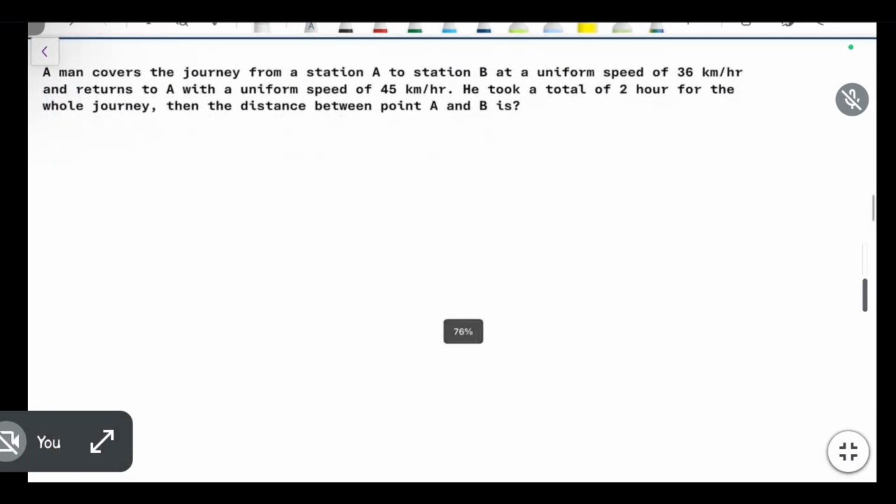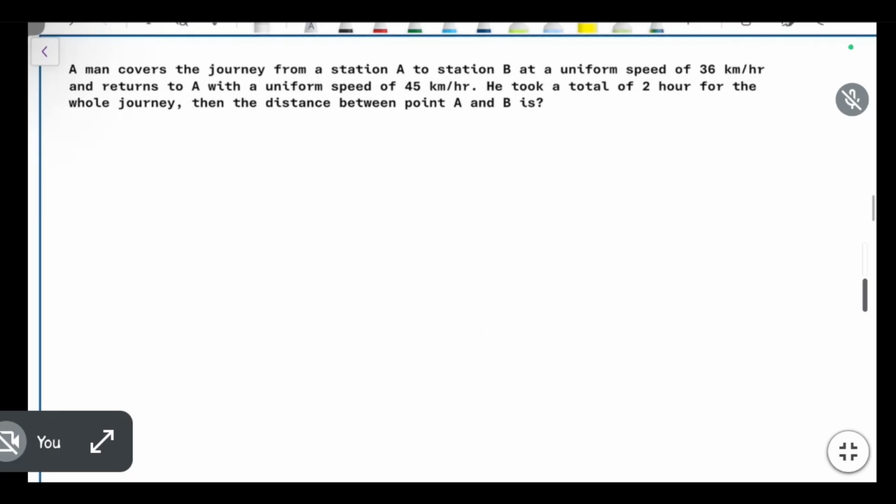Let's try a question where the distance was asked. In this question, a man covers a journey from station A to station B.